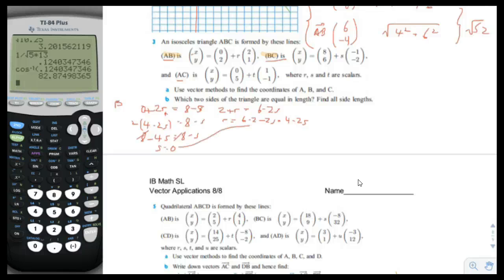What about r? If we put s in for s here, then we have 4 minus 2 times 0 is equal to 4. So r is equal to 4. Okay, so those are the magic numbers to make the first two lines intersect with each other. And if we want to know what the coordinate is for B, then we just plug in r equals 4 or s equals 0 into one of these.